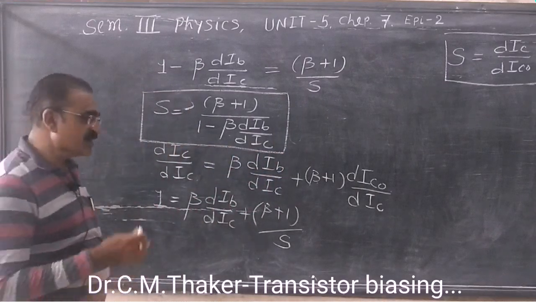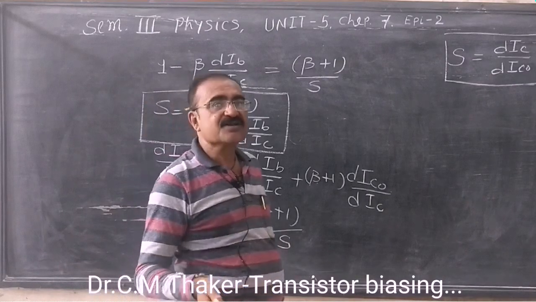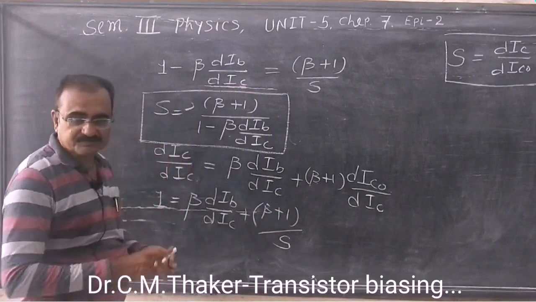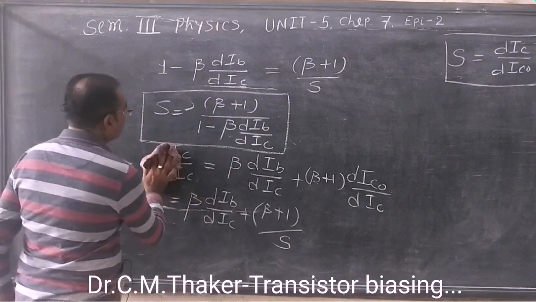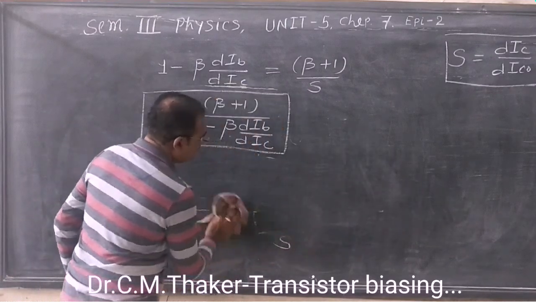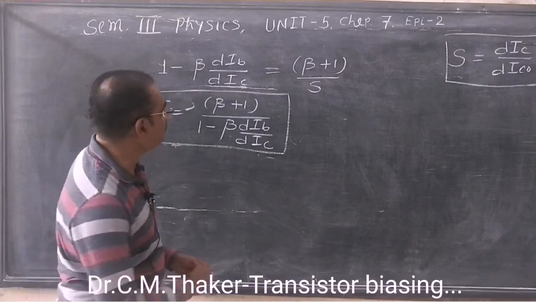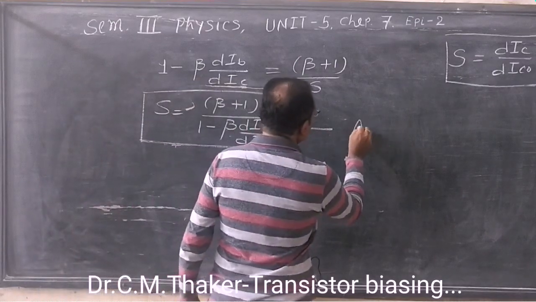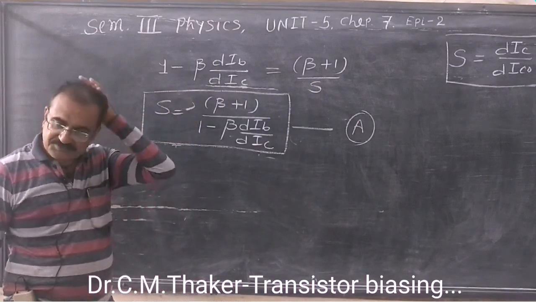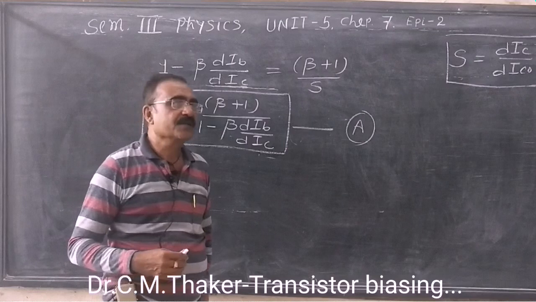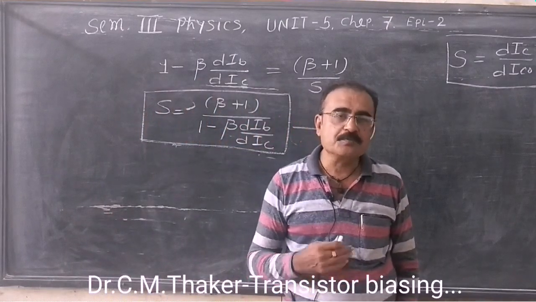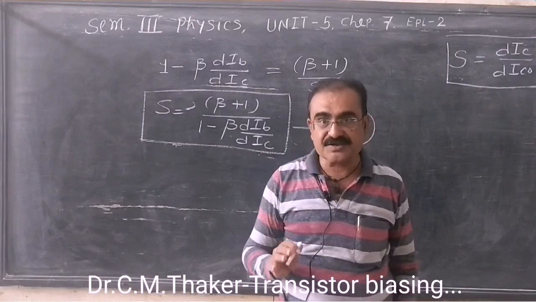We can find out the stability by this stability factor S. So this is ultimately our measuring part, and that is known as the stability equation. So mind it and remember this equation. We can call this equation number A. Any circuit we can estimate by use of the stability equation.